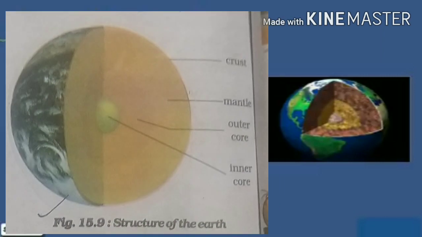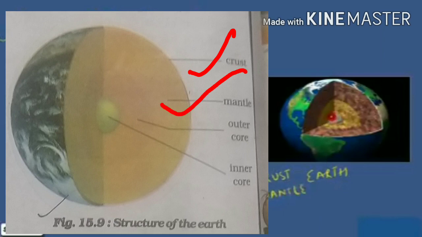You should know the structure of earth. So children, the earth is actually not in one piece. The earth is divided into different parts. Suppose this is the earth. The outermost layer of the earth is known as crust. The middle part of the earth is known as mantle.